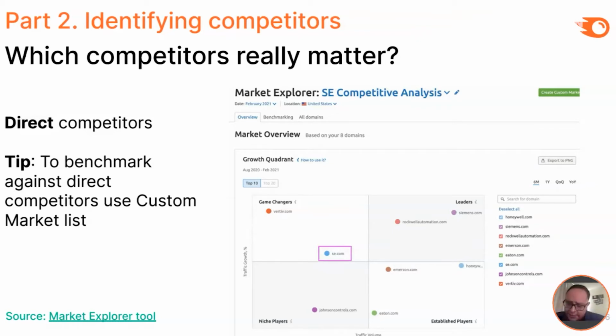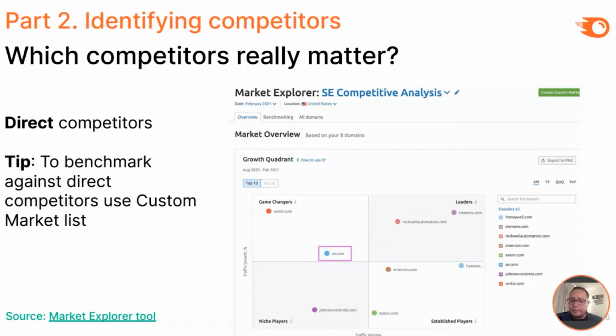for example, we can identify which are the leaders of this segment, which are the game changers, those companies that are growing really fast in terms of keywords and backlinks, in terms of audience, in terms of relevance, and which ones are already the established players and the niche players. So just enter the name of your competitor, and you will see the data here in the growth quadrant. What are you?